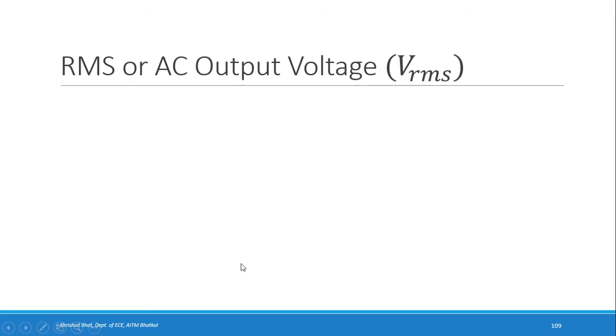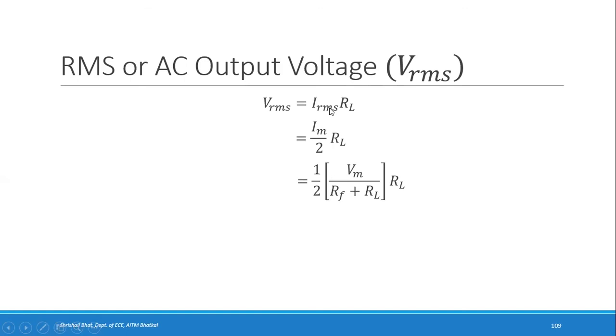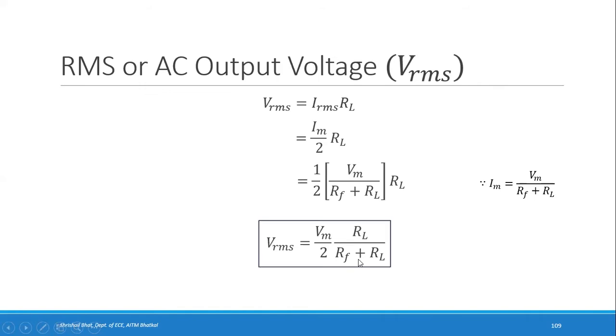So VRMS we can find as IRMS into RL, right? Voltage is equal to current into resistance. What is IRMS? We have found IRMS to be Im by 2, into RL. And what is Im in terms of voltage? Im is Vm divided by Rf plus RL. This RL remains as it is. Now again I can rearrange this and write as Vm by 2 into RL divided by Rf plus RL.